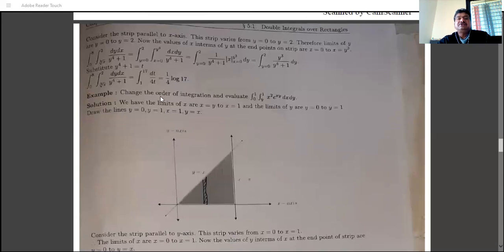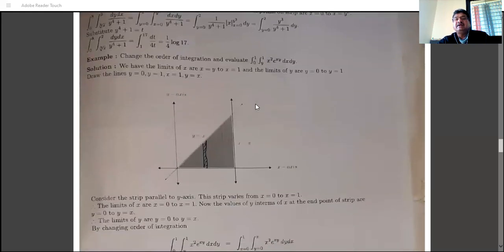The next problem: change the order of integration and evaluate. Again the same kind of problem. The limit of y is to 1, and the integration is with respect to x. We have to change the order, that is, we have to integrate with respect to y first. So draw the figure. x is equal to y, or y is equal to x, is this line. Then x is equal to 1 is this line, parallel to the y axis.